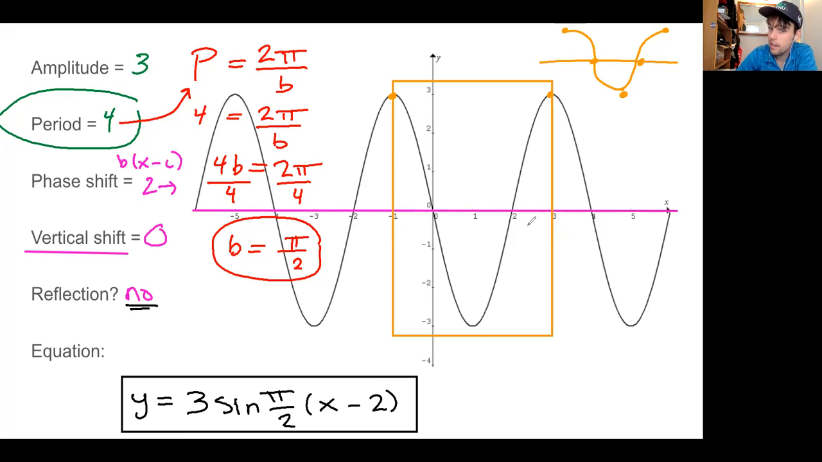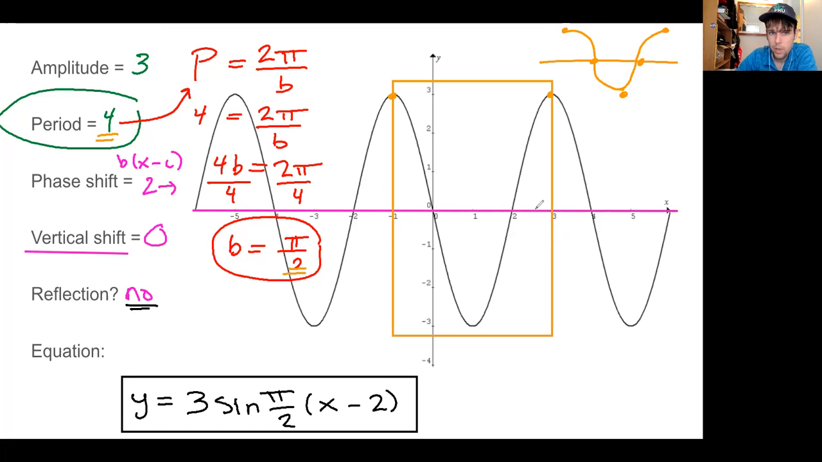The period is actually the same as well. It's not as obvious, but it is. We're going 1, 2, 3, 4. If it repeats every 4, it should repeat every 4 regardless of what section we look at, and it does. So our period is still 4. No need to change that, which means our b value is the same, pi over 2. So nothing to change there.